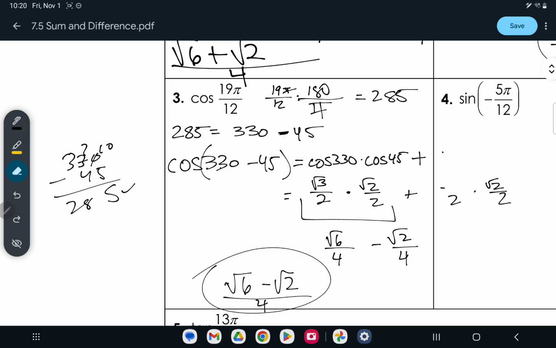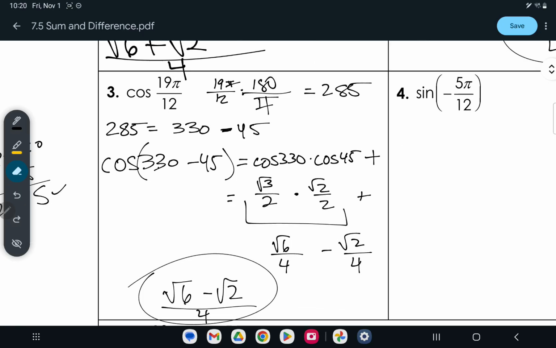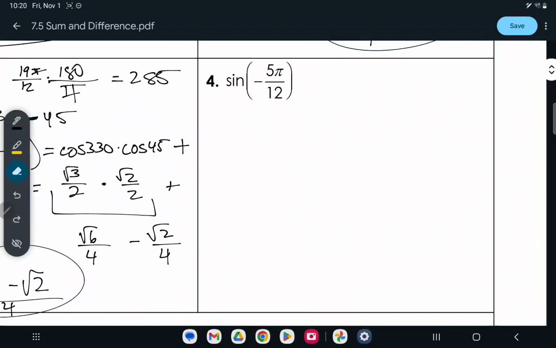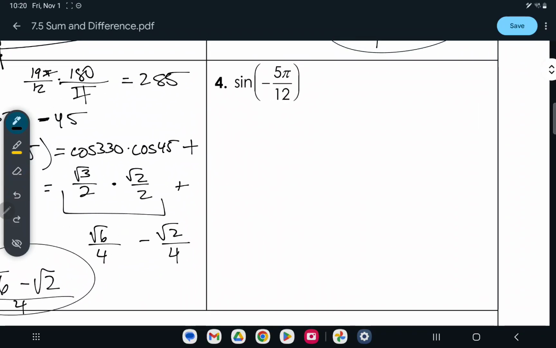We can do it with negative angles as well. The negative just tells us what direction to go. So let's turn negative 5 pi over 12 into degrees. Let's see, 5 times 180 divided by 12. Okay, that gives me negative 75.